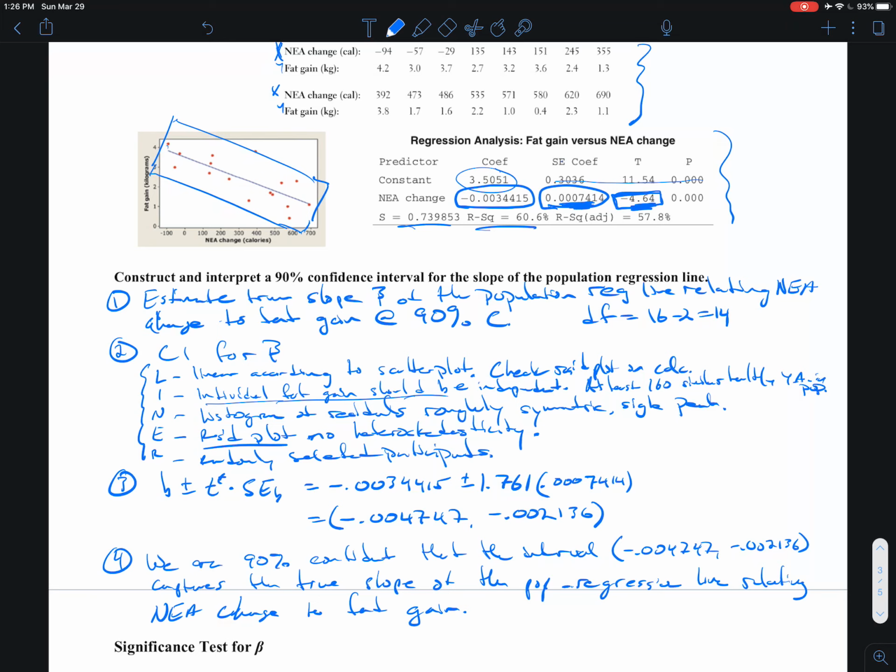So take a look at the next video, which has calculator keystrokes to get you the scatter plot, residual plot, and normal histogram of the residuals, all those things.